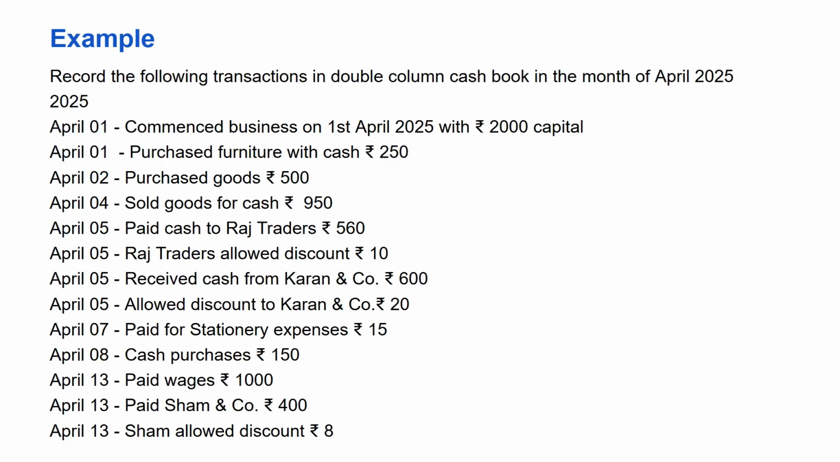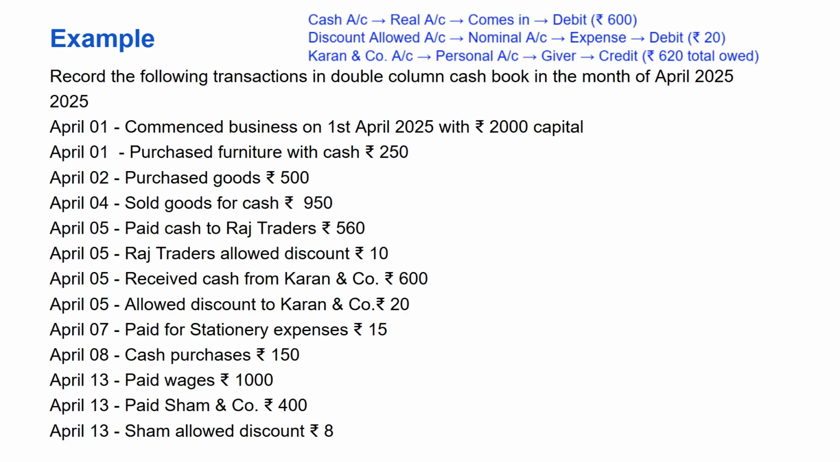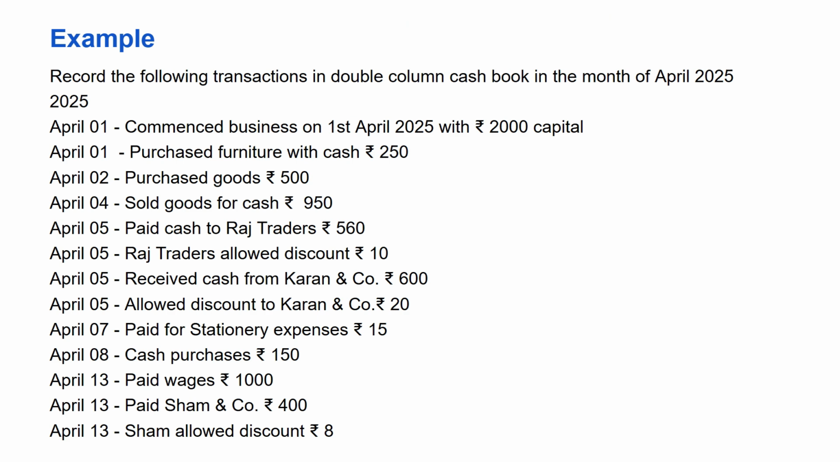Next, April 5, received cash from Karan and Company rupees 600 and April 5, allowed discount to Karan and Company rupees 20. It is a single transaction. Here the accounts affected are cash account, discount allowed account and Karan and Company account. Cash account is real account and cash comes in the business. So debit what comes in. Discount allowed is a nominal account and it is an expense because we are receiving less. So debit all expenses and losses. And Karan and Company account is personal account and Karan is the giver, so credit the giver.